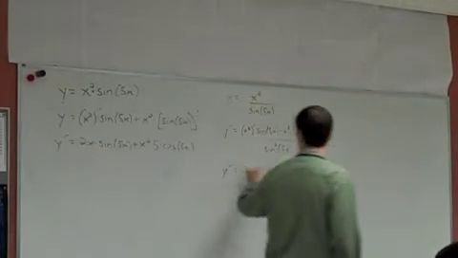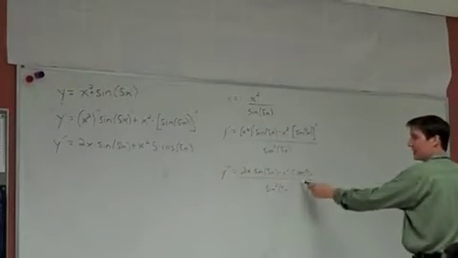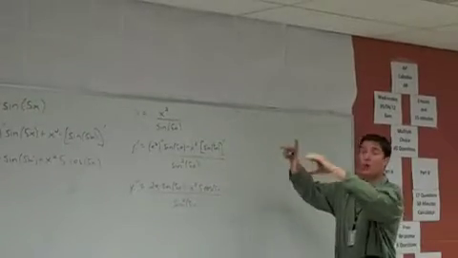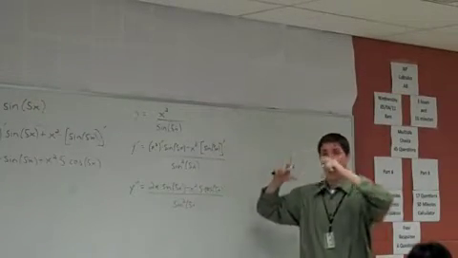Together. So this is 2x, and we've done this one about 3 times now. Okay, got it. But again, overall quotient, there's a chain rule problem within the quotient.